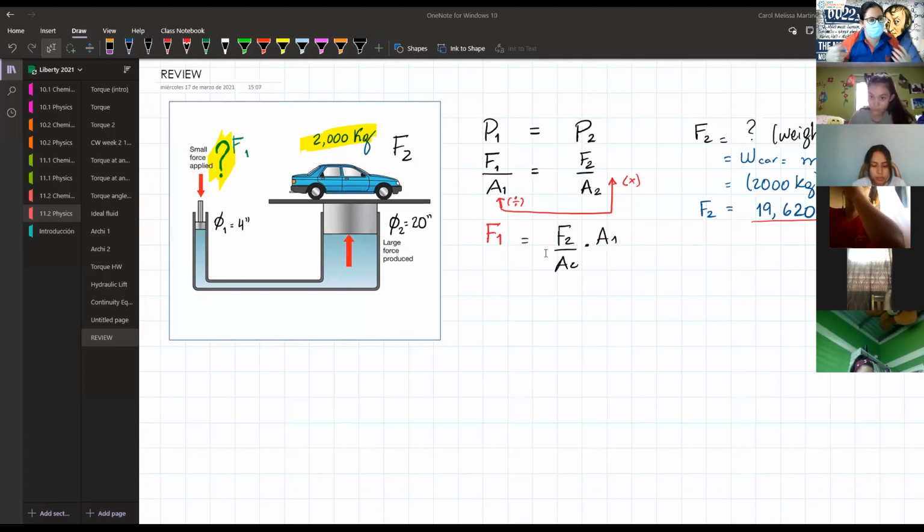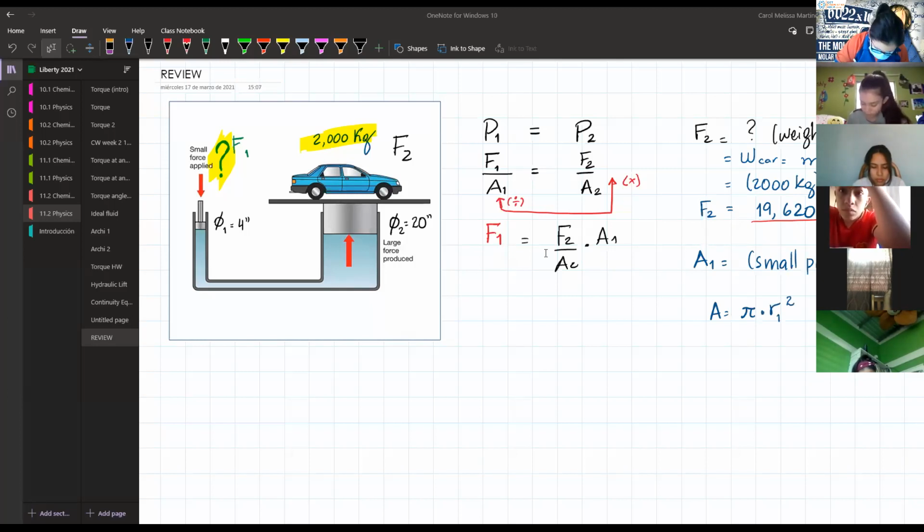So we're going to apply the concepts, the formulas that we apply in continuity to get the areas. The pistons have circular shape, okay? The area 1 is the small piston, and it's a circular shape, so you have to get the area of a circle. It is pi times the radius 1 raised to the second power. That is the formula that you have to use to get the area 1, okay?